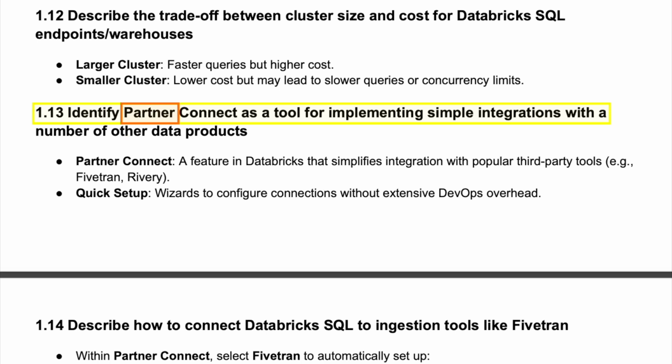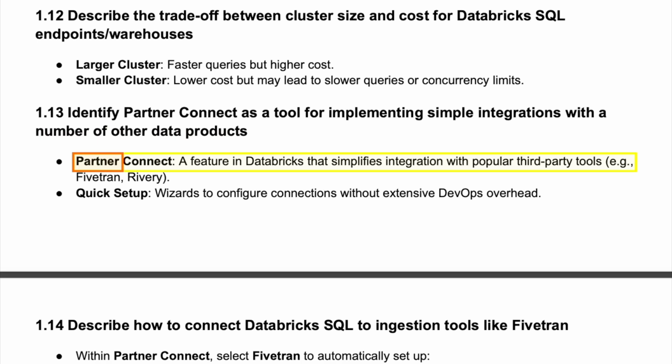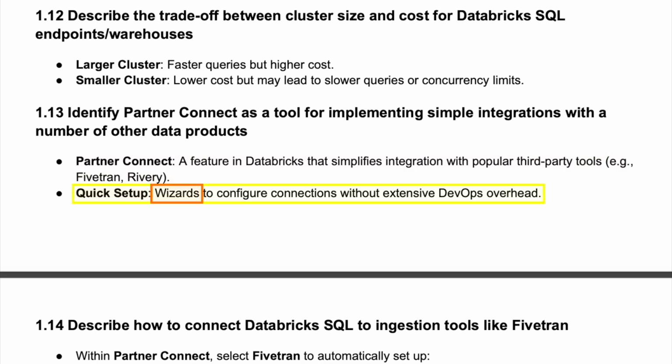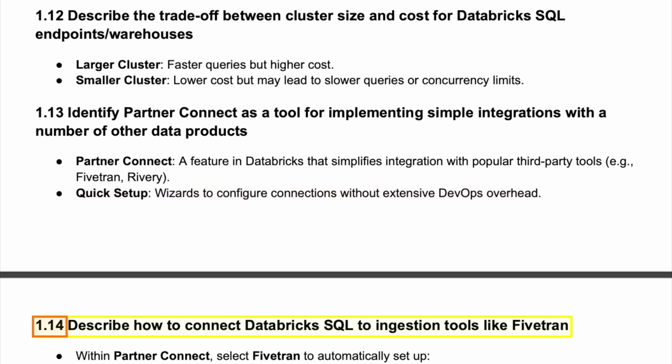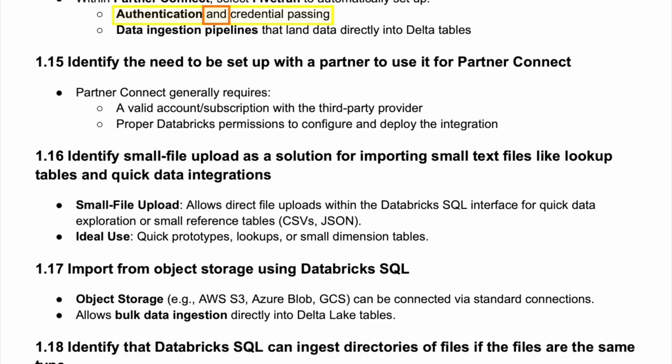1.13 Identify Partner Connect as a tool for implementing simple integrations with a number of other data products. Partner Connect is a feature in Databricks that simplifies integration with popular third-party tools, for example Fivetran and Rivery. Quick setup: wizards to configure connections without extensive DevOps overhead. 1.14 Describe how to connect Databricks SQL to ingestion tools like Fivetran within Partner Connect. Select Fivetran to automatically set up authentication and credential passing, with data ingestion pipelines that land data directly into Delta tables.